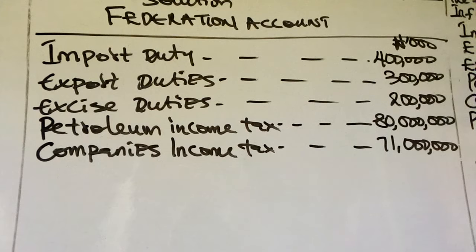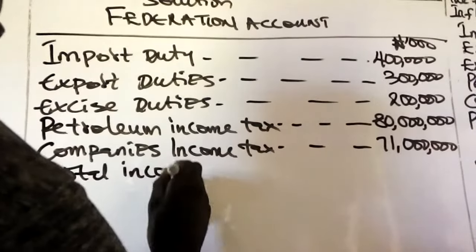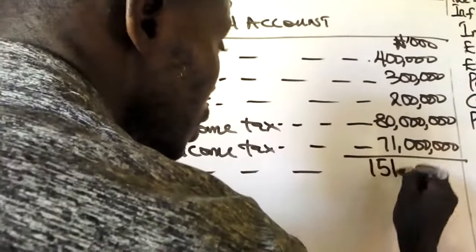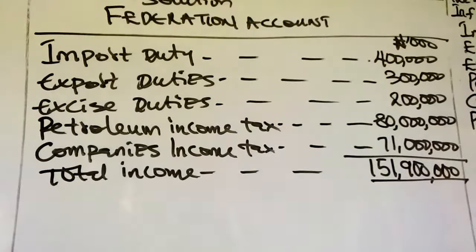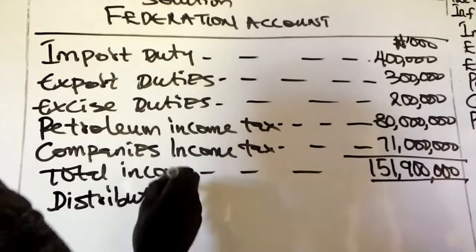The total income, when you sum it up, is 151,900,000. This income will now be shared according to the distribution formula, so it is distributed as follows.